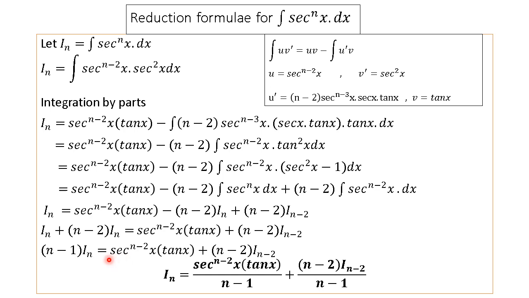In the next step, divide throughout this equation by n minus 1, or transposing, we get I_n is equal to secant to the power n minus 2 x into tan x divided by n minus 1, plus n minus 2 divided by n minus 1 into I_(n minus 2). This is the reduction formula for integration of secant to the power n x dx.